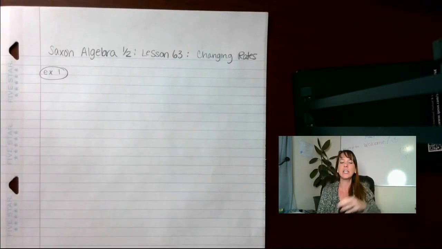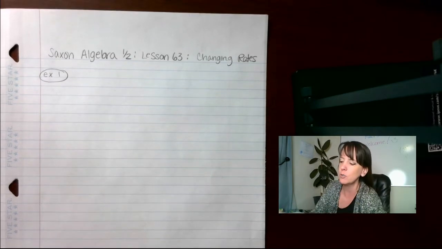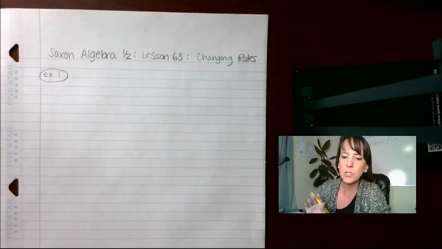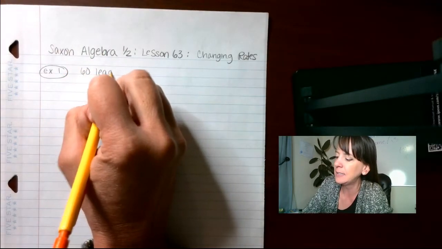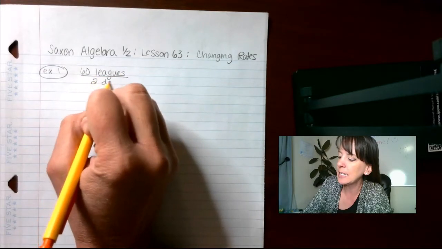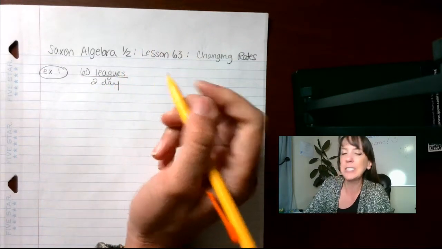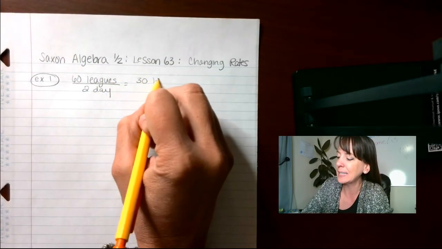We are on lesson 63, changing rates. So this is on page 201, example number 1. Prince Charming traveled 60 leagues in 2 days. Then he doubled his rate. Well, let's first figure out what his rate is. It looks like it would be 30 leagues in 1 day, right?